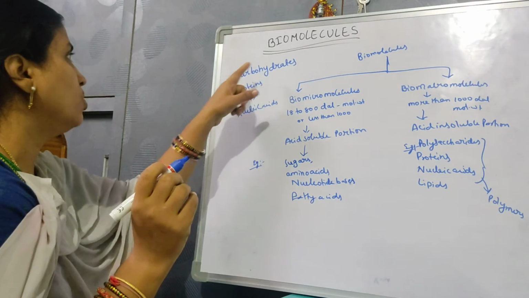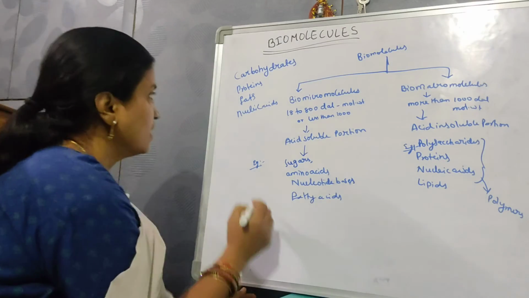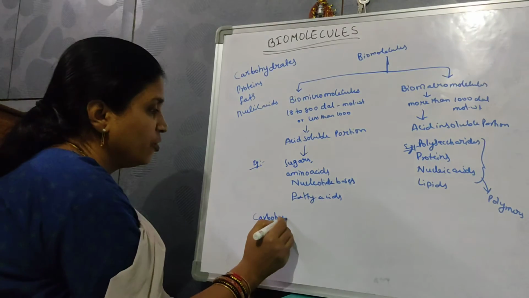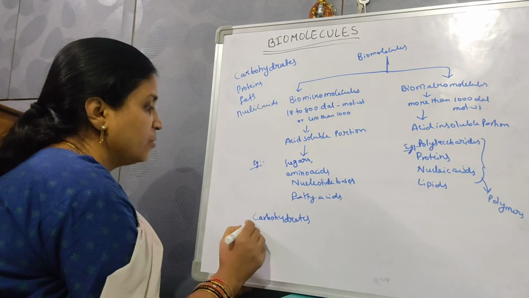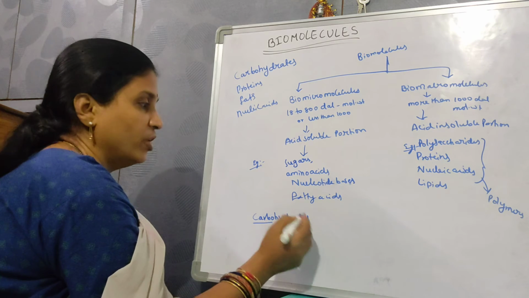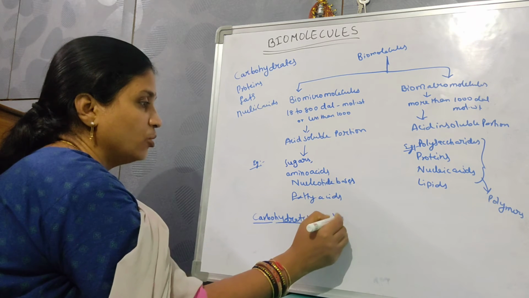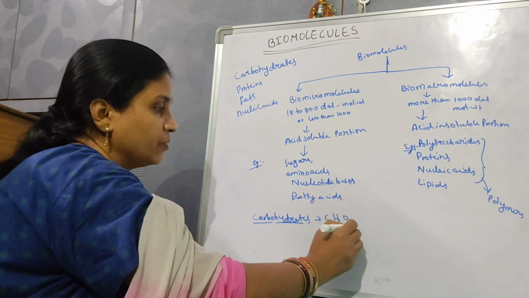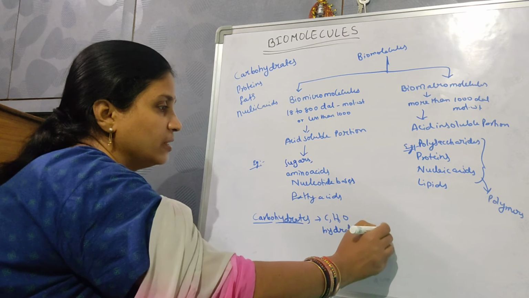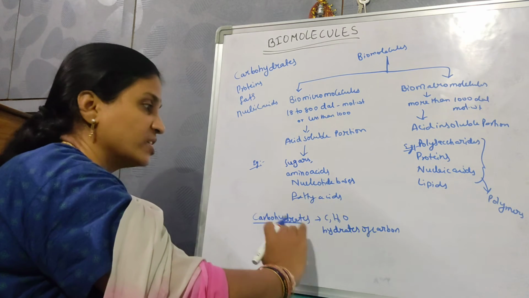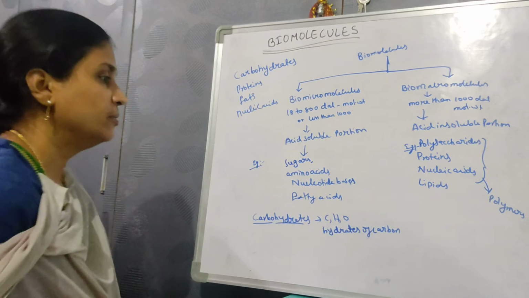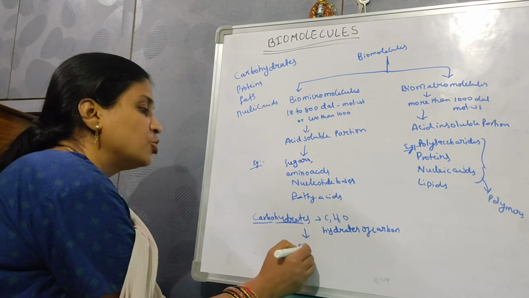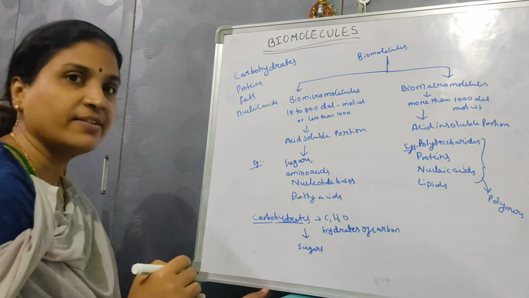If you take carbohydrates, carbohydrates are nothing but sugars. They have carbon, hydrogen, and oxygen, or you can say hydrates of carbon. So the simple forms of carbohydrates are nothing but sugars.